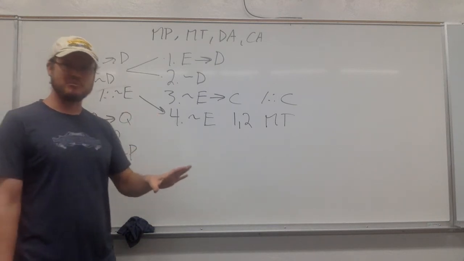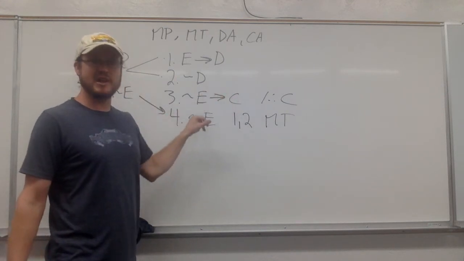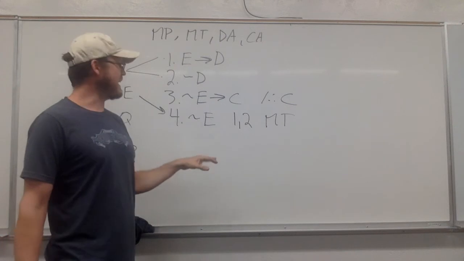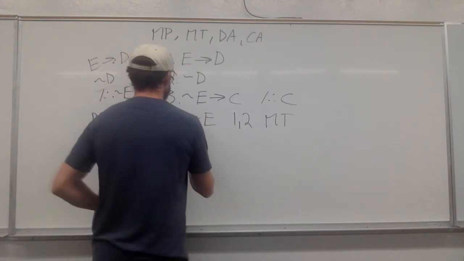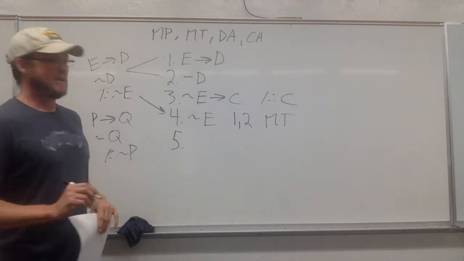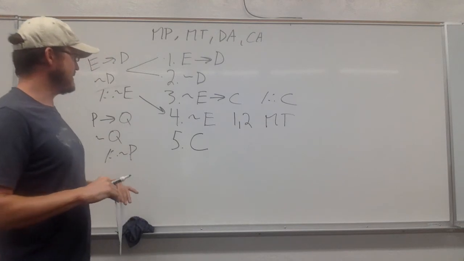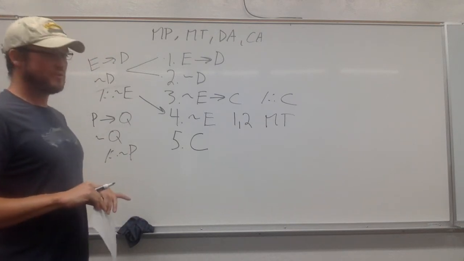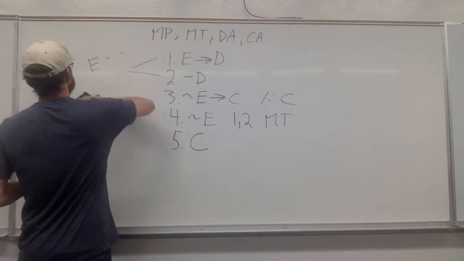And recall that I said before, if I had a not E, I could do modus ponens here, couldn't I? I could do modus ponens, and that would get me to the C that I need. So now I can do that, because I do have the not E, and so I can put C on line 5. And what did I use to get that? Let me erase this real quick, and I'll show you how that happened.